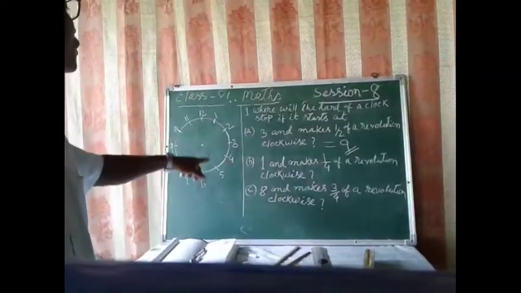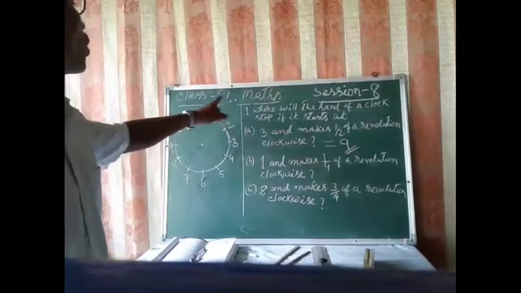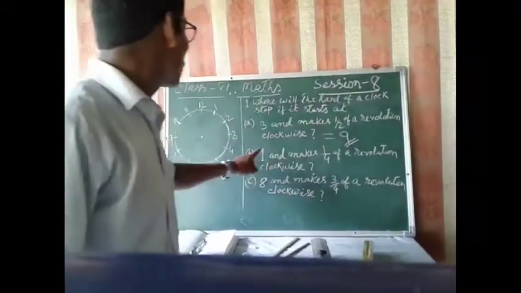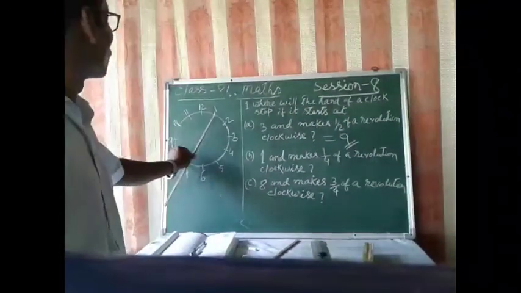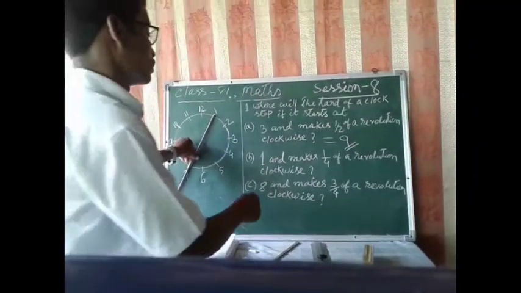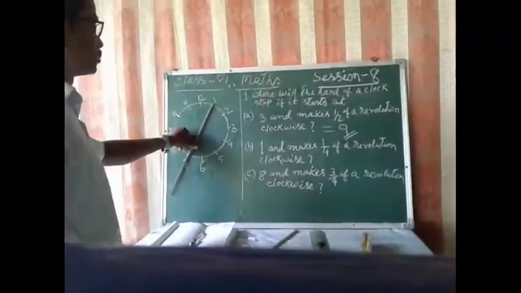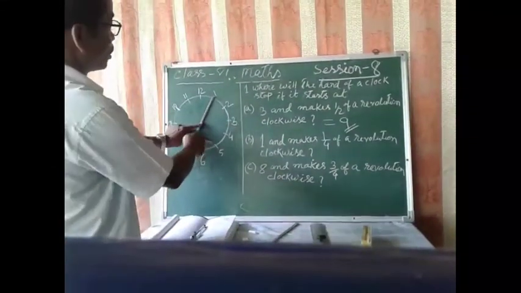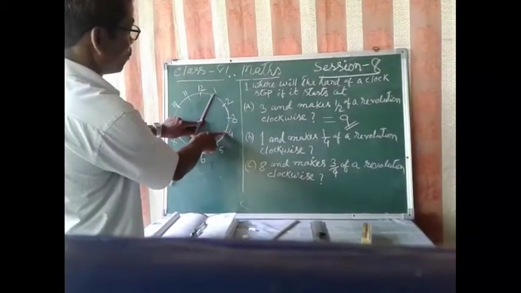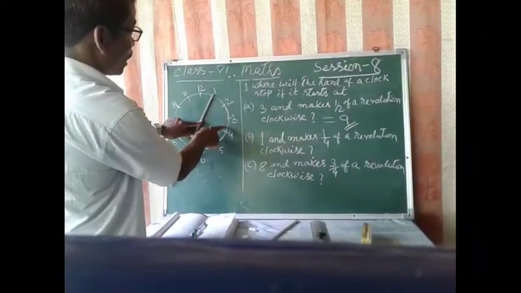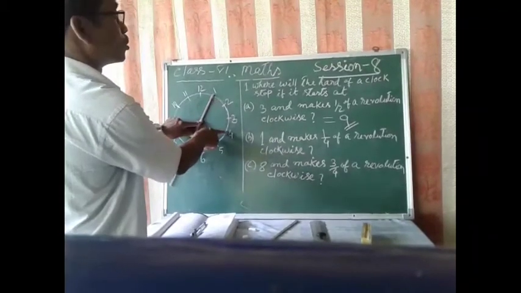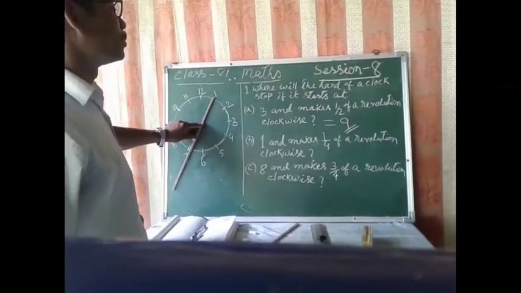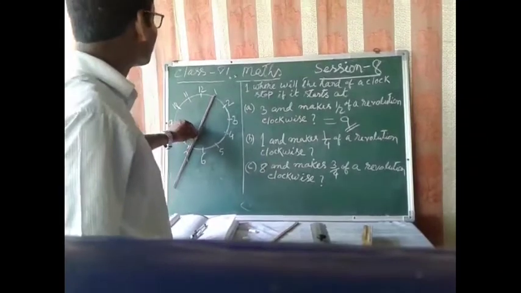Now, where will the hand of a clock stop if it starts at 1 and makes 1/4 of a revolution? What is 1/4? This is half a revolution. The half revolution divided into 2 parts, that means 1, 2, 3 divisions. 3 divisions is known as 1/4 of a revolution.